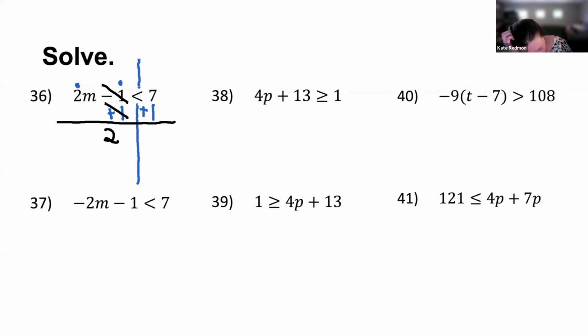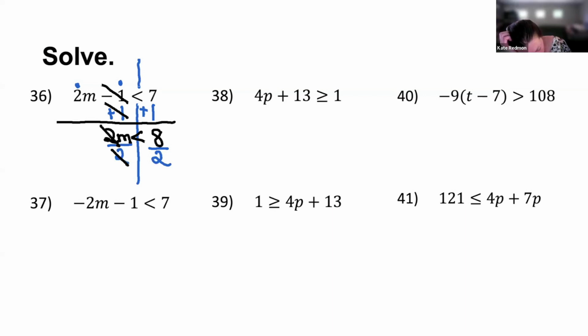I've got 2m here on the left. Adding does not affect inequality symbols. And 7 plus 1 is 8. Not done yet because the letter's not alone. That 2 is multiplying. I'll divide to get rid of it. I'll keep my balance, keep those guys in the same relationship.